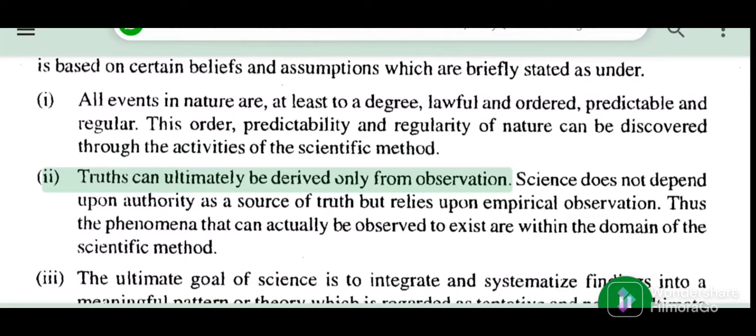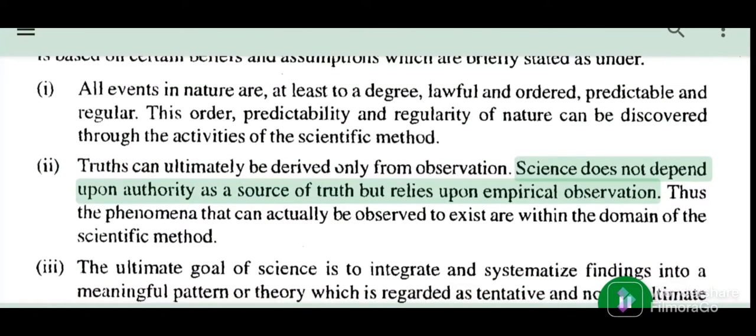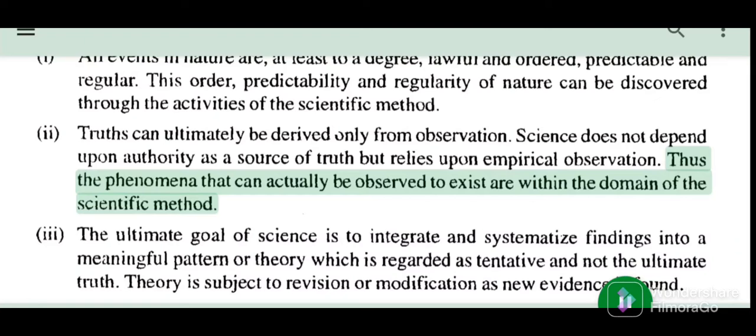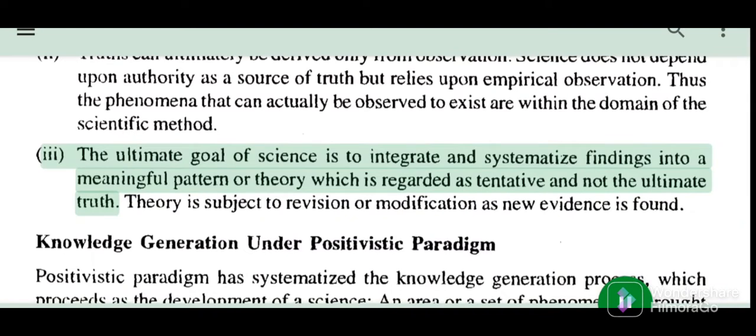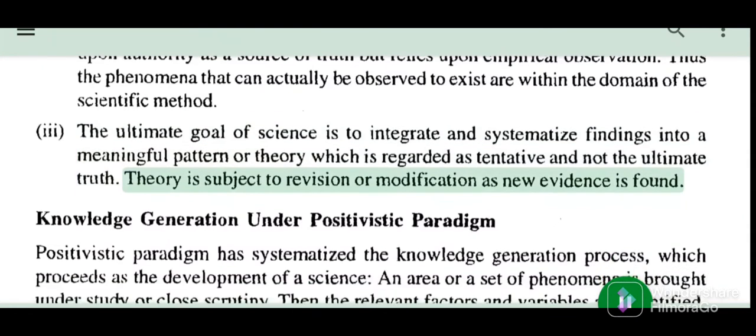Truth can ultimately be derived only from observation. Science does not depend upon authority as a source of truth but relies upon empirical observation. Thus the phenomena that can actually be observed to exist are within the domain of the scientific method. The ultimate goal of science is to integrate and systematize findings into a meaningful pattern or theory, which is regarded as tentative and not the ultimate truth. Theory is subject to revision or modification as new evidence is found.